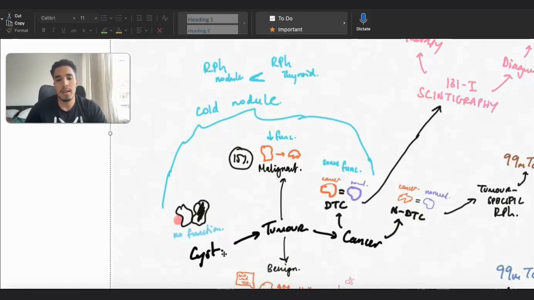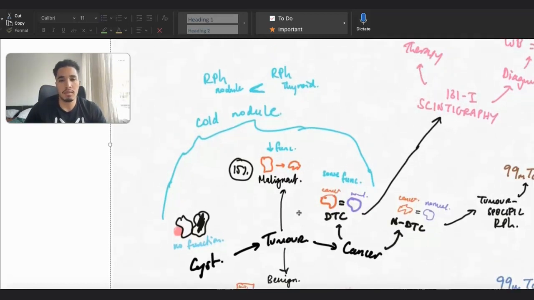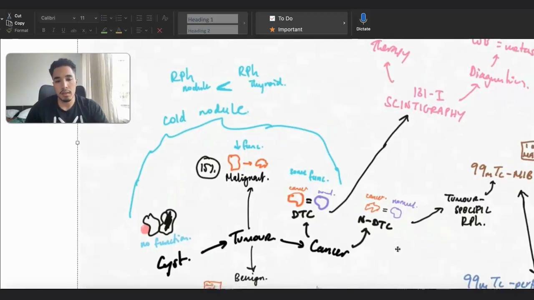It's potentially a cyst. Then with a tumor, we can either have malignant or benign. Malignant basically means the cancer cell has degenerated and become dysfunctional. And you find this in 15% of cases. 15% of the time in cold nodules, it's likely to be a malignant tumor. So you have decreased function compared to the rest of the thyroid gland, and that's why you get these cold spots. Then you have cancer or full-fledged cancer.